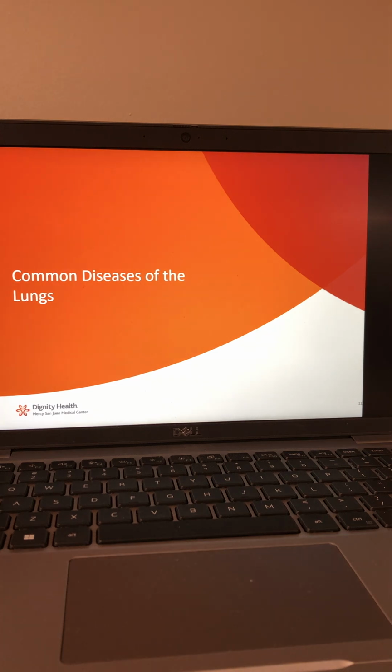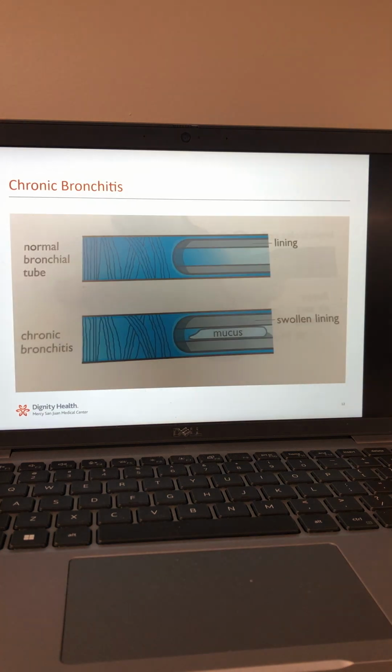Let's go into some common lung diseases. Chronic bronchitis, too much mucus. As you can see in the bottom picture, the lining of the airways is swollen, and the air tubes itself, the bronchioles or bronchi, are blocked with mucus.